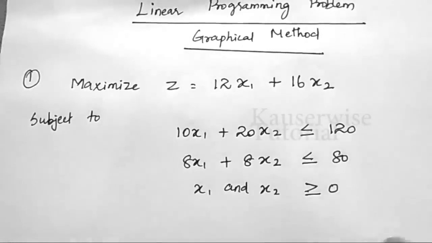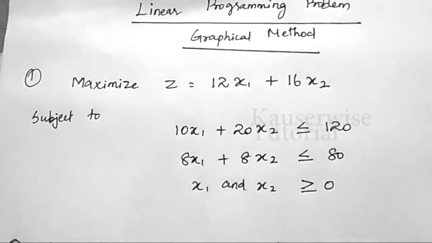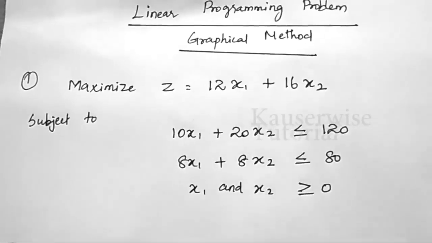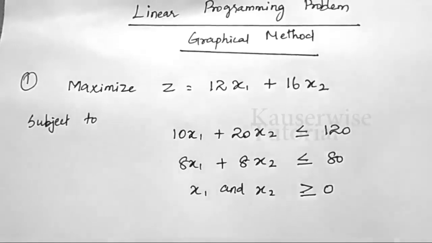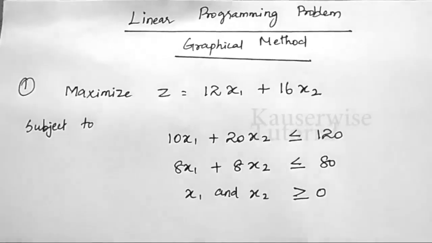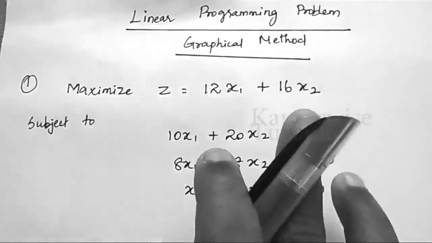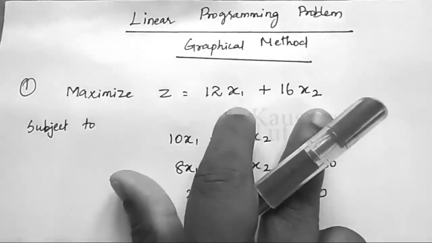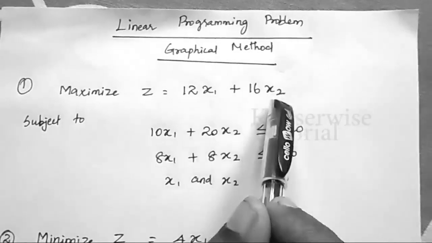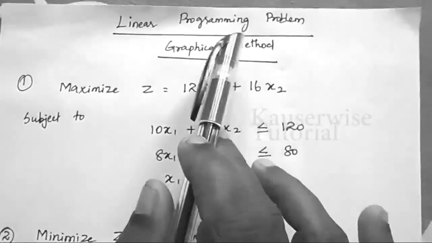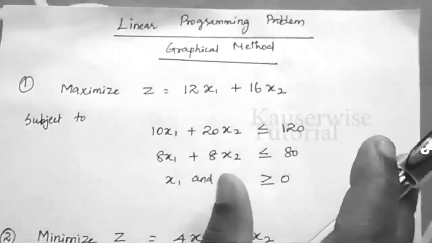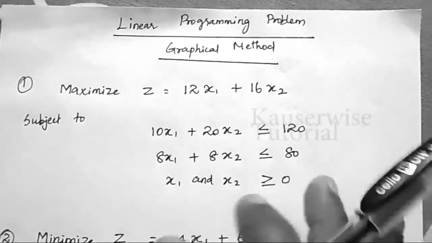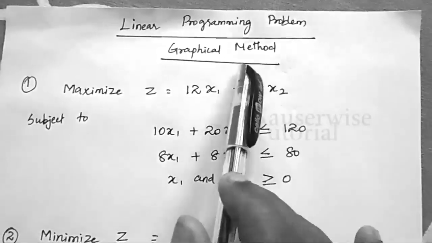In LPP we have different methods. For example, graphical method, simplex method, dual simplex method, big M method. So these are the different methods available, but the graphical method is applicable only when we have only two variables. If we have more than two variables, the graphical method is not suitable. So here I am going to explain three different models of graphical method.